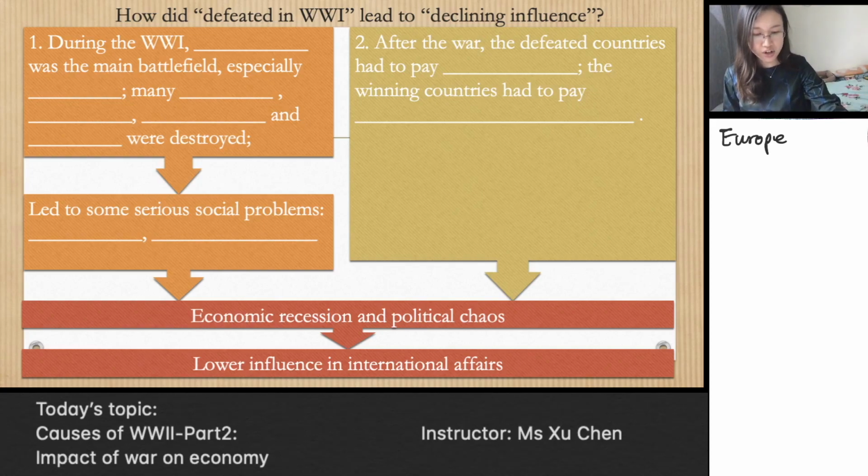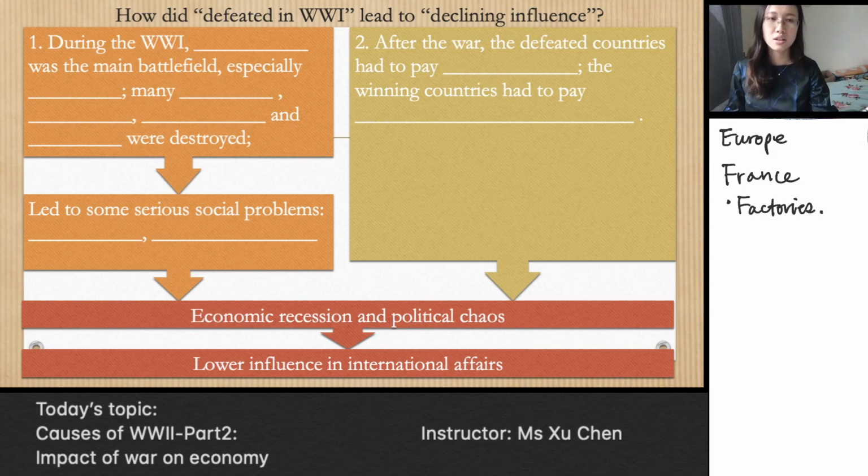So especially in France, they were the main battlefield, and since they were the battlefield, things would be destroyed, right? So what kind of things will be destroyed? Firstly, factories. Why can factories be important? At that time, we're talking about after the first and second industrial revolution, right? Factories at that time were very important for the economic condition, because factories firstly reflect the productivity of a country.